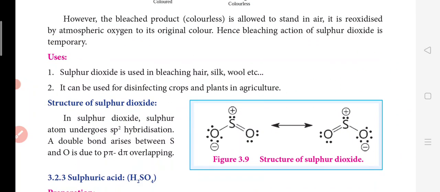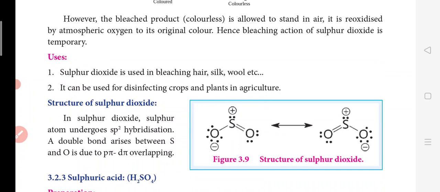So finally, its uses. It is used in bleaching hair, silk and wool. Normally our facial creams or any hair creams we are using may contain sulfur dioxide, and it can also be used for disinfecting crops and plants in agriculture.